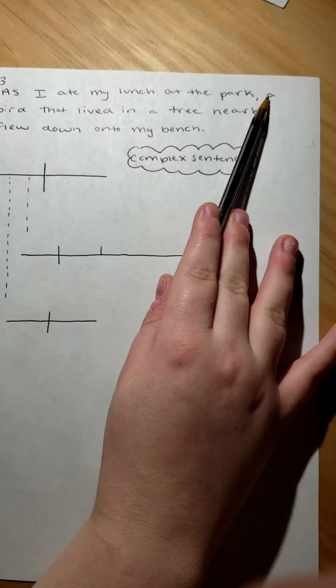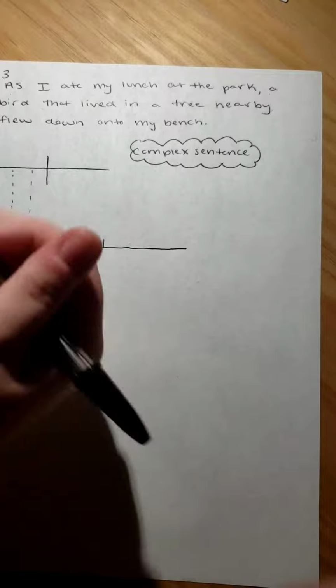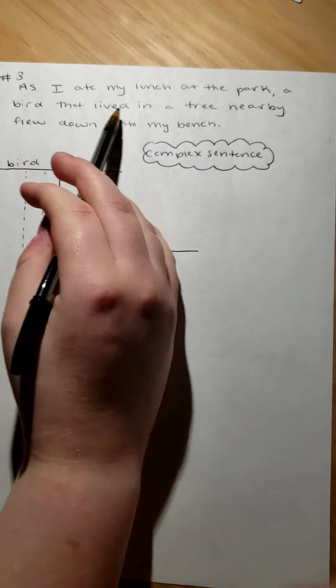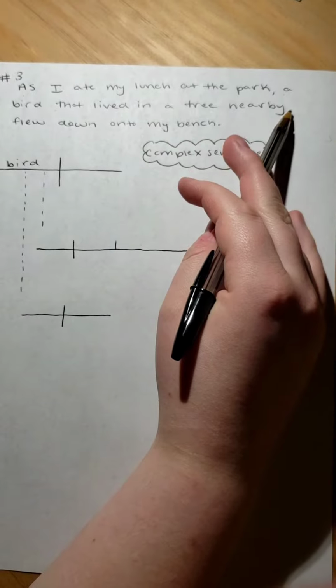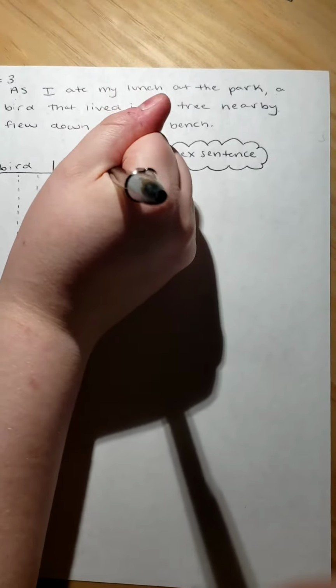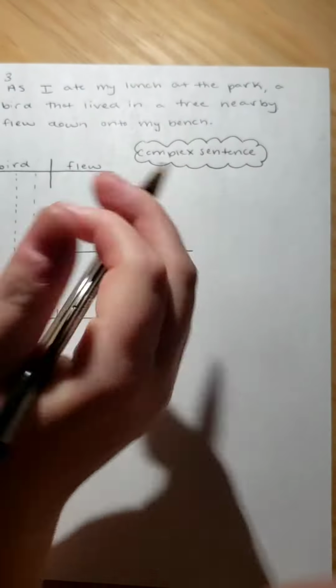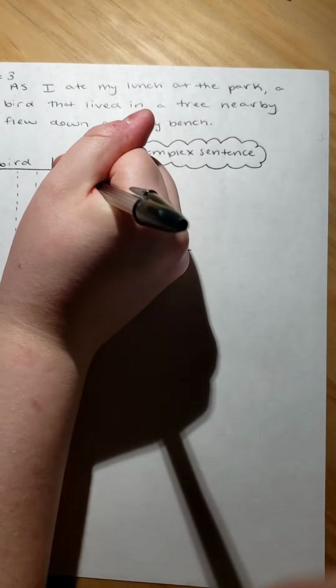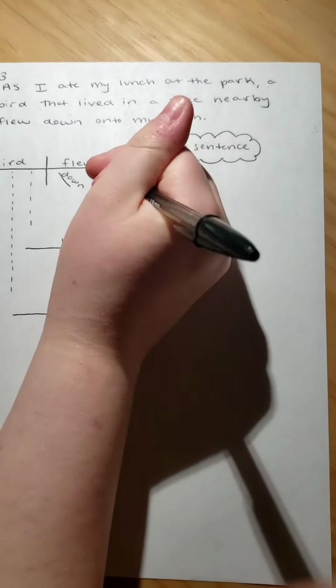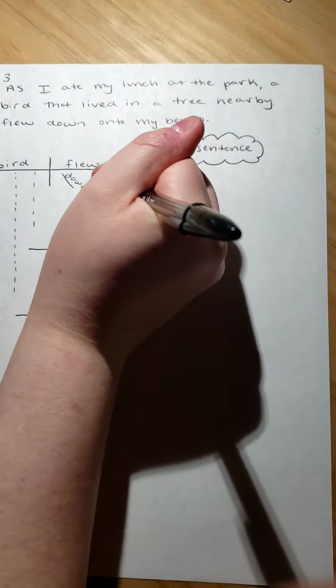So begin by "a" is an article. Bird will be our subject. "That lived in a tree nearby" is going to be a relative clause, so that's going to be put on its own line. Flew will be our verb. Where did it fly? Flew down. And then "onto my bench" is a prepositional phrase, so it will be diagrammed as such.